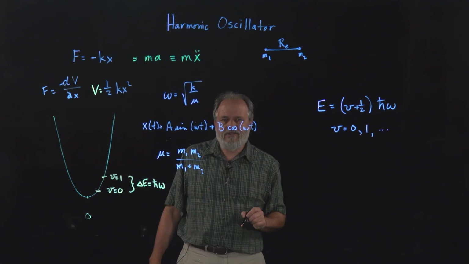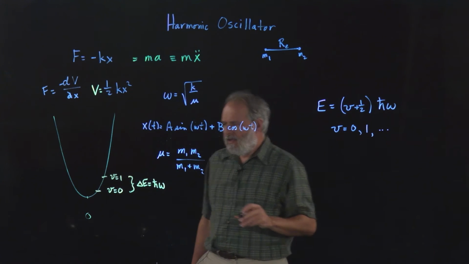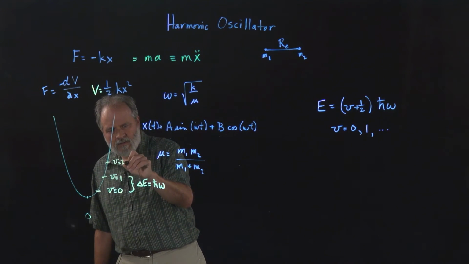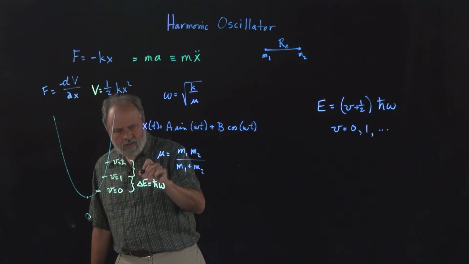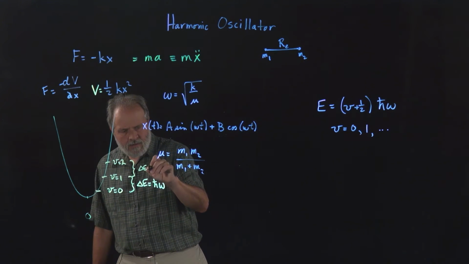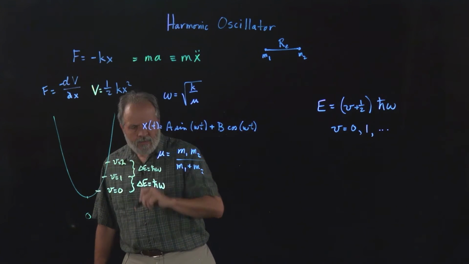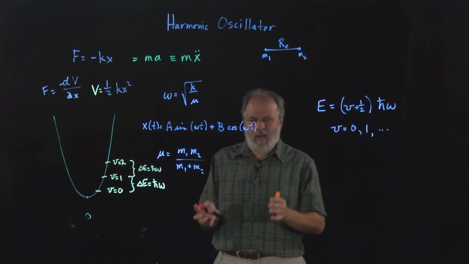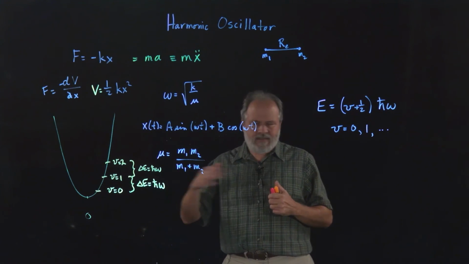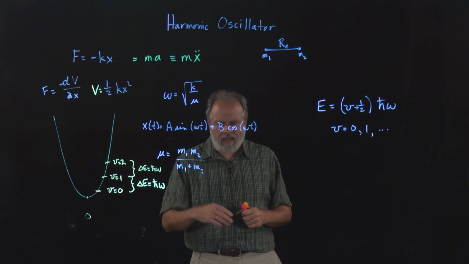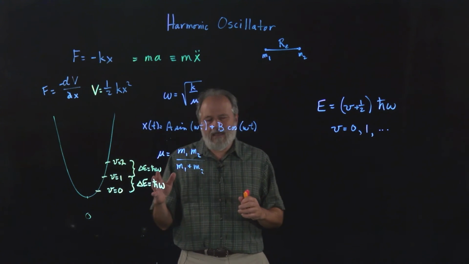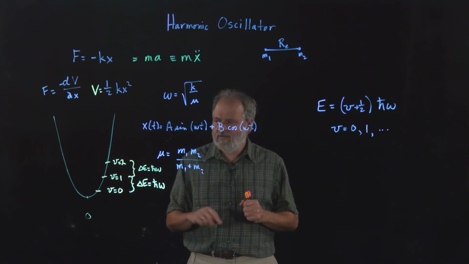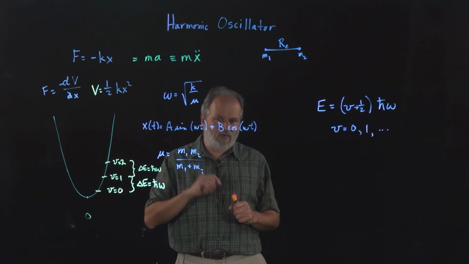And the thing about this is that the difference in energy is h bar omega. The next one, V equals 2, that difference is also h bar omega. So what this means is if you have a molecule and you're absorbing light that corresponds to the frequency omega, then you cannot tell the difference between a molecule going from the 0 to 1 quantum level and the 1 to 2 quantum level.